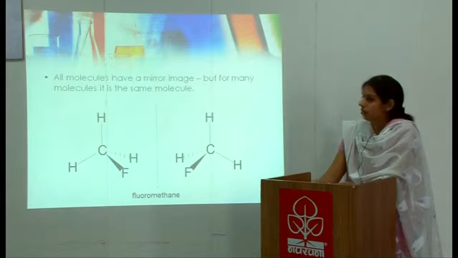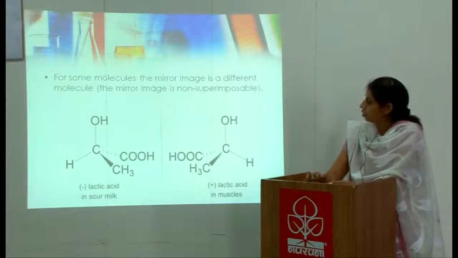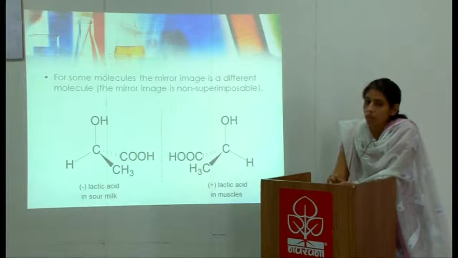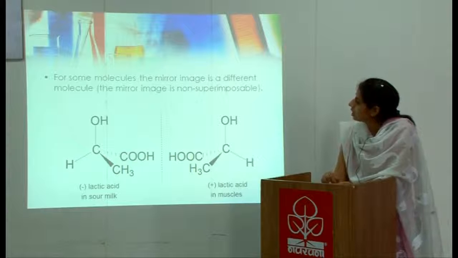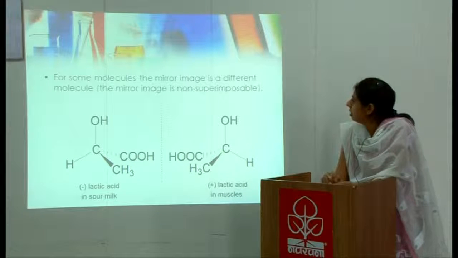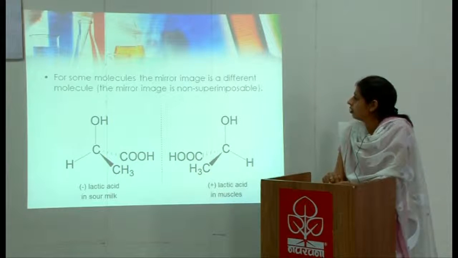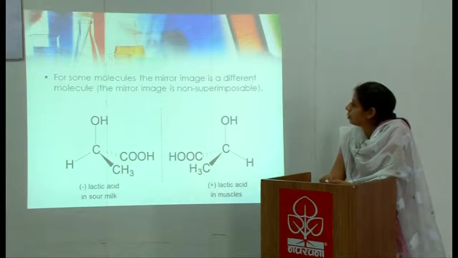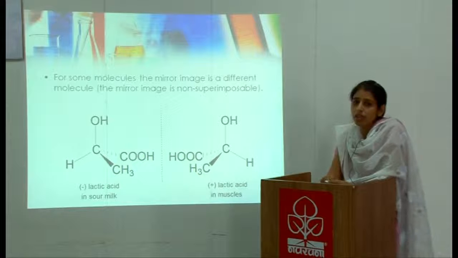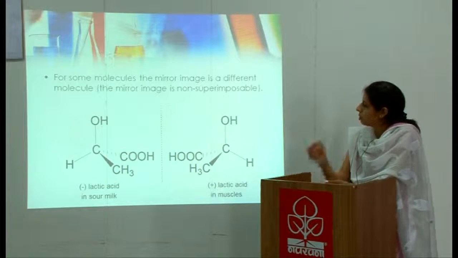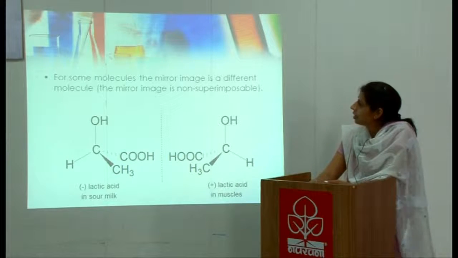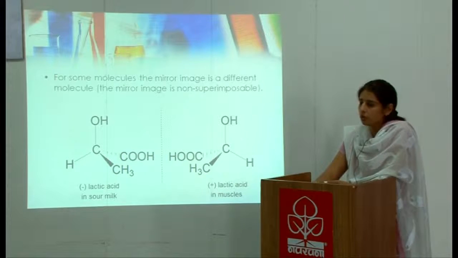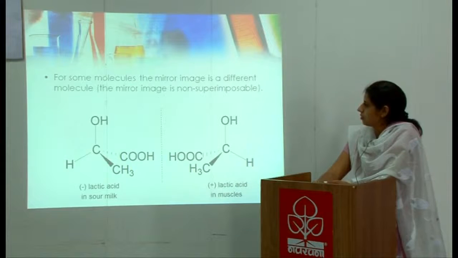But in the case of compounds having 4 different groups, for example lactic acid, where all the groups attached to the central carbon atom are different, the mirror image is not the same as the compound. Its mirror image is non-superimposable. That means we cannot superimpose the mirror image on the compound itself, and compounds which show these kinds of images are known as optical isomers.